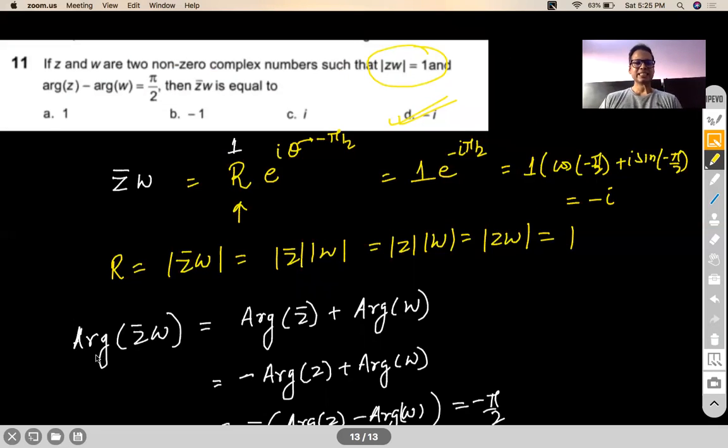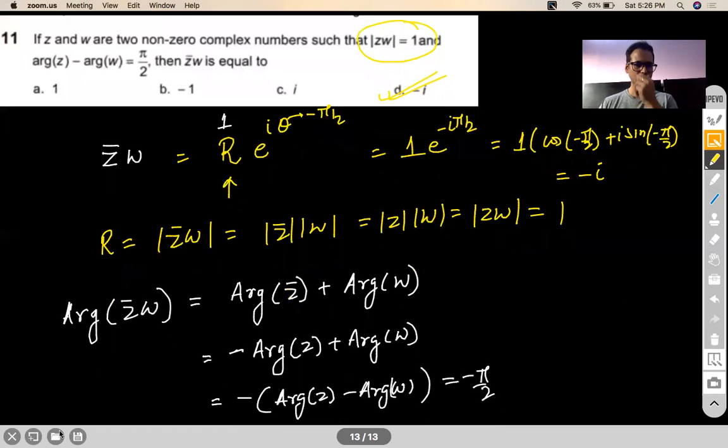Okay. So you don't have to take any other route. It's just a straightforward route. For any complex number, you need its modulus and you need its argument. All the information is given to you in the question and you can easily solve it. Can I go on to the next question?